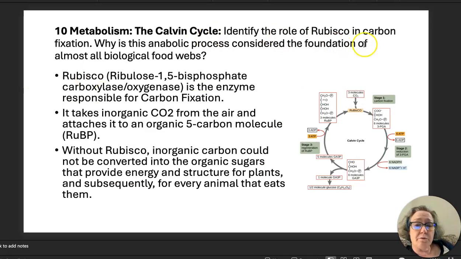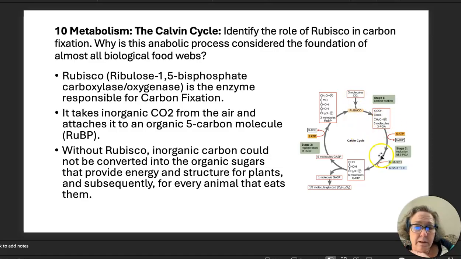The role of Rubisco in carbon fixation. Why is this anabolic, and why is it considered the foundation of all biological food webs? Well, first of all, Rubisco is the enzyme that is responsible for carbon fixation. And that is pretty important because we need glucose to eat. It takes the CO2 from the air and attaches it to the 5-carbon molecule. Right here, Rubisco. Remember, when it's a molecule, Rubisco is the enzyme.